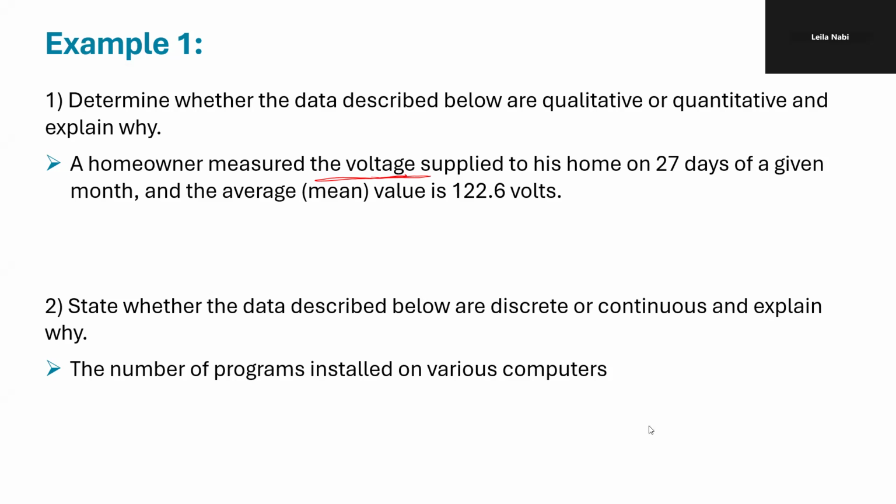Number 2, the number of programs installed on various computers. Okay, the number of programs, like, I may install 1 program or 2 programs or 5 programs or 10 programs. So for sure, the results are numbers. That means they are quantitative. But now, when we have quantitative, we can say if it's discrete or continuous. When we say the number of, that means it should be a finite number. It should be a countable number. So that is discrete.